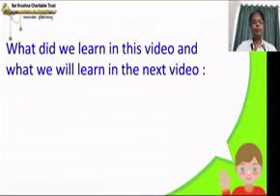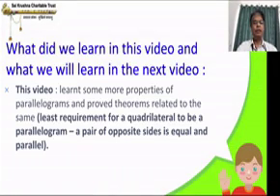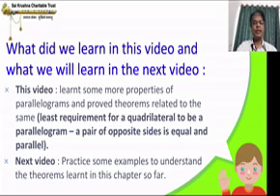We will move forward. So, in this video, we learnt another property, least requirement for a quadrilateral to be a parallelogram. A pair of opposite sides is equal and parallel. So, up to theorem 7.7 we have seen in quadrilaterals now. In the next video, we will practice some examples to understand the theorems learnt in this chapter so far. We will be seeing a few examples in the next part or maybe in 1 or 2 next videos. We will use all the theorems we have seen so far, so that we can understand all the theorems thoroughly.